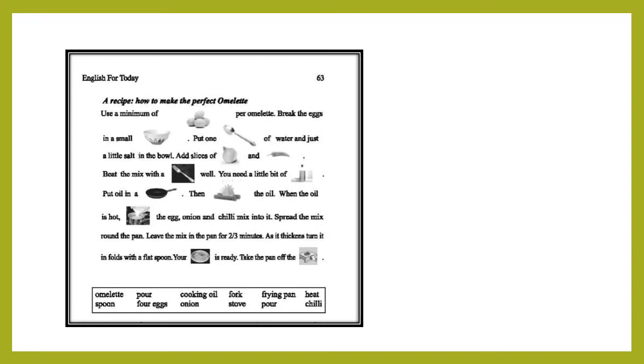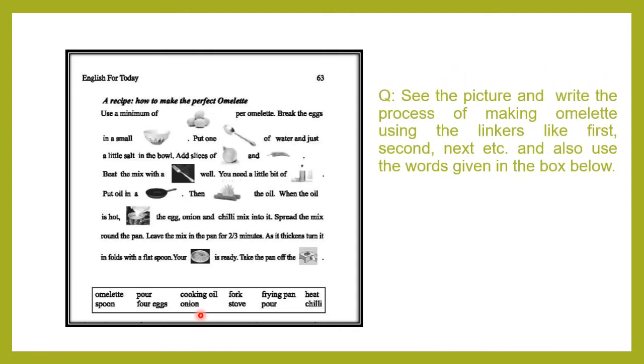Okay, now there is an activity for you. It's very interesting. Look at the picture at first. There is a recipe. The recipe is of making a perfect omelette. The interesting fact is that some words are missing, and instead of the words, there are some pictures. What you have to do is pick up the words from the box below to complete the sentence, and then you have to use linkers like first, second, next, etc.